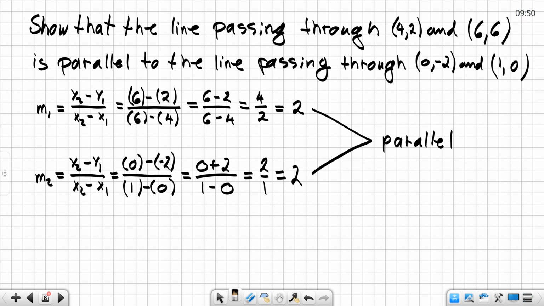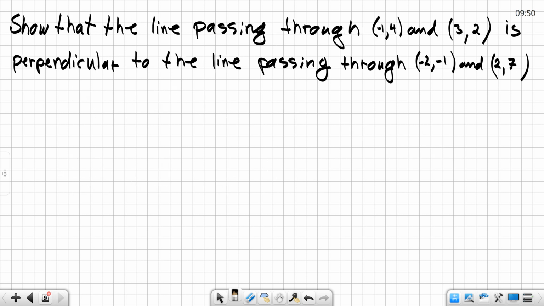And there goes my pen. There we go, parallel. Let's do another example. Similar to the other one, there is a slight difference. Show that the line passing through (-1,4) and (3,2) is perpendicular to the line passing through (-2,-1) and (2,7).